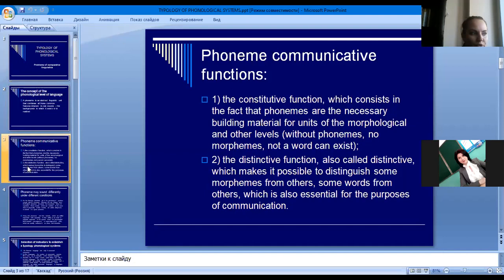At the same time, the phoneme, as the basic unit of the phonological level of the language, performs two very essential functions for communicative purposes. The first one is the constitutive function, which consists in the fact that phonemes are the necessary building material for units of the morphological and other levels. So without phonemes, no word can exist. And the second function is a distinctive, or differentiative one, which makes it possible to distinguish some morphemes from others, some words from others, which is also essential for the purpose of communication.